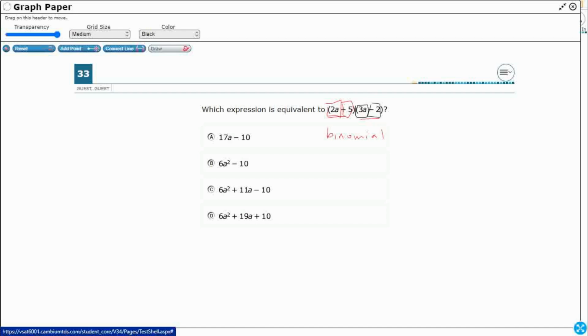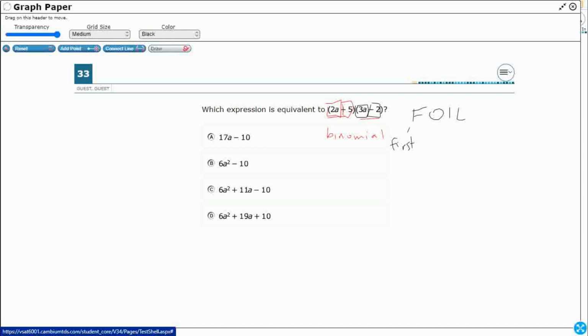Well, hopefully, when we see those two, we're thinking of FOIL. So what does that mean? FOIL is just a little shortcut. We're going to end up using the distributive property. That's all that FOIL is. It's just an algorithm or a shortcut for using the distributive property.